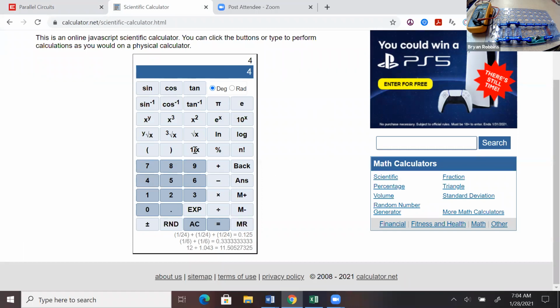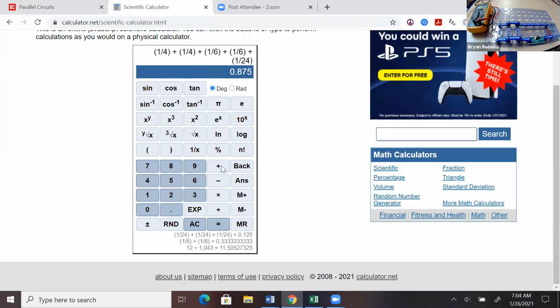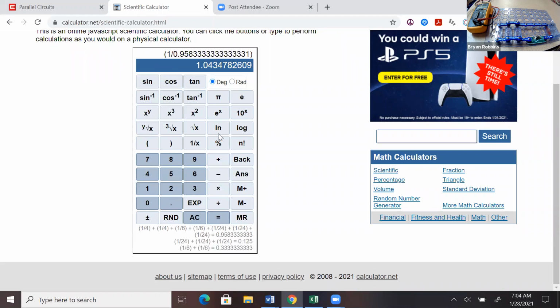So 4 inverse, plus 4 inverse, plus 6 inverse, plus 6 inverse, plus 24 inverse, plus 24 inverse, plus 24 inverse, equals, and an inverse one more time. Now we got 1.043. Actually, we got a whole big long number. I'm going to just copy that real quick.